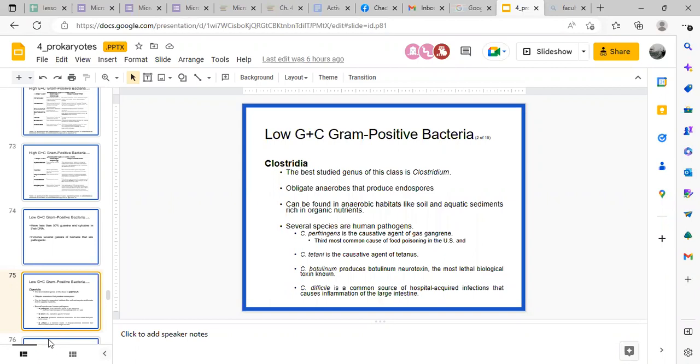So one of the species, C. perfringens, is the causative agent of gas gangrene. And this is the third most common cause of food poisoning in the US. Another species, C. tetani. So that's tetanus, no?